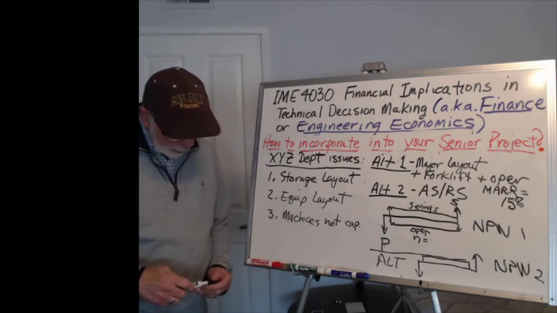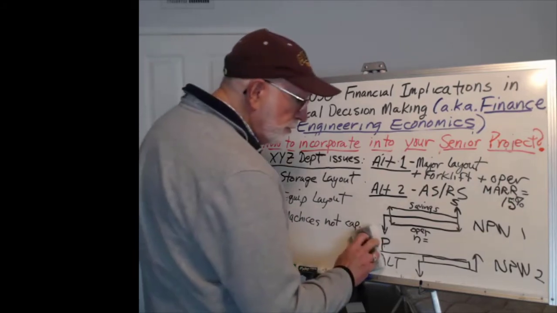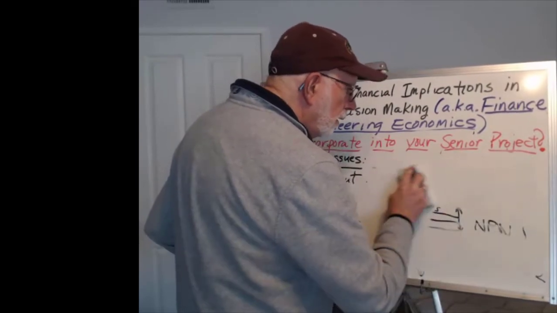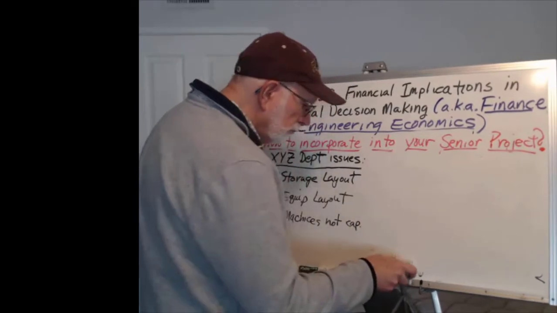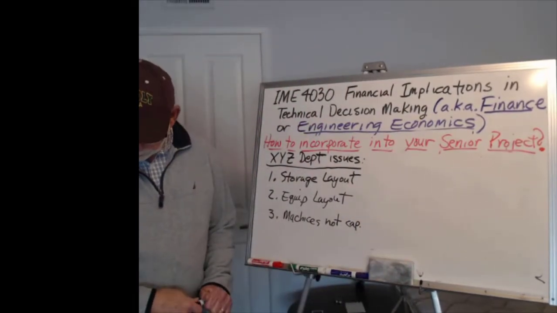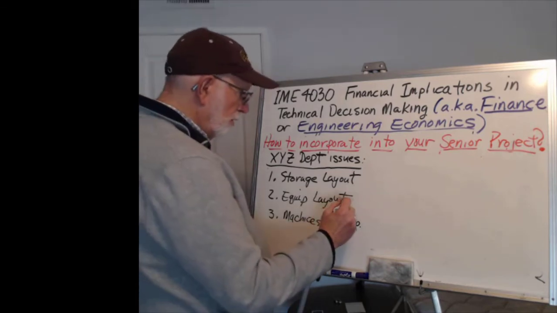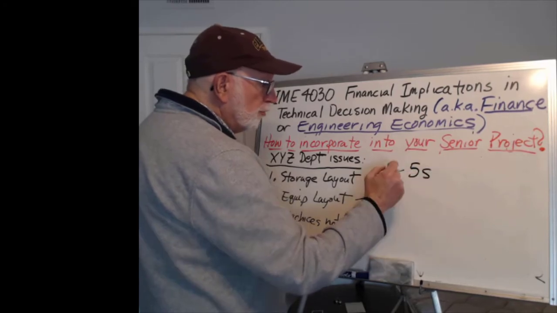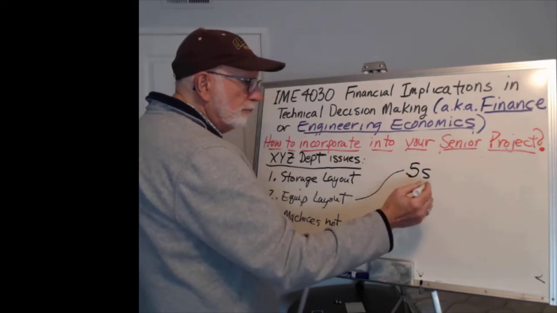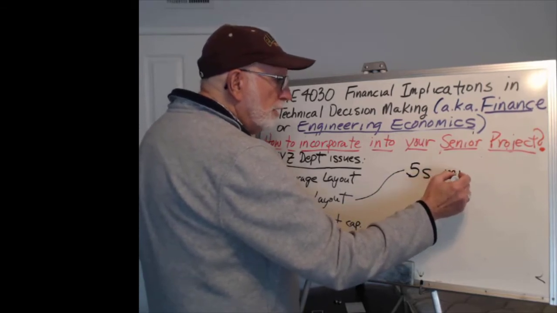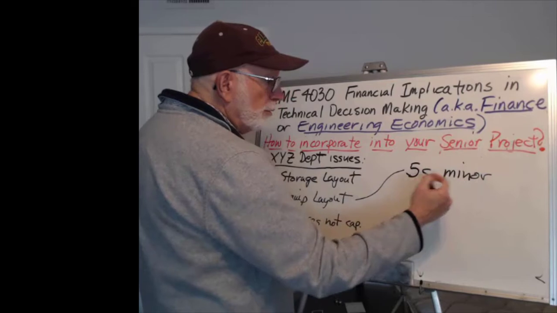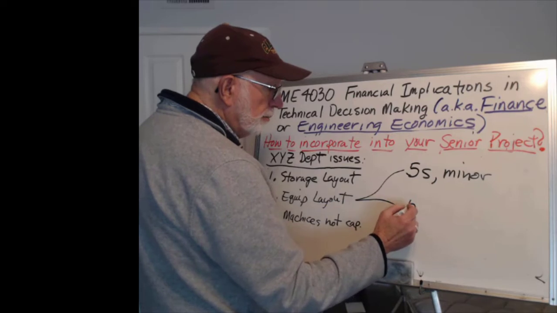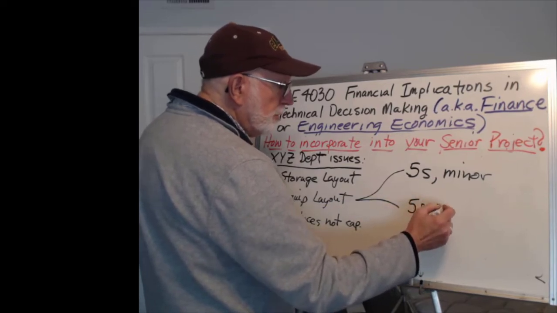For the equipment layout, it might be a little different. You might say, after you do all your analysis, you might propose for alternative 1, you do 5S, and then you do minor rearrangement. That would be your lower cost one. And for the more expensive one, you might do 5S also, but then have a major rearrangement.